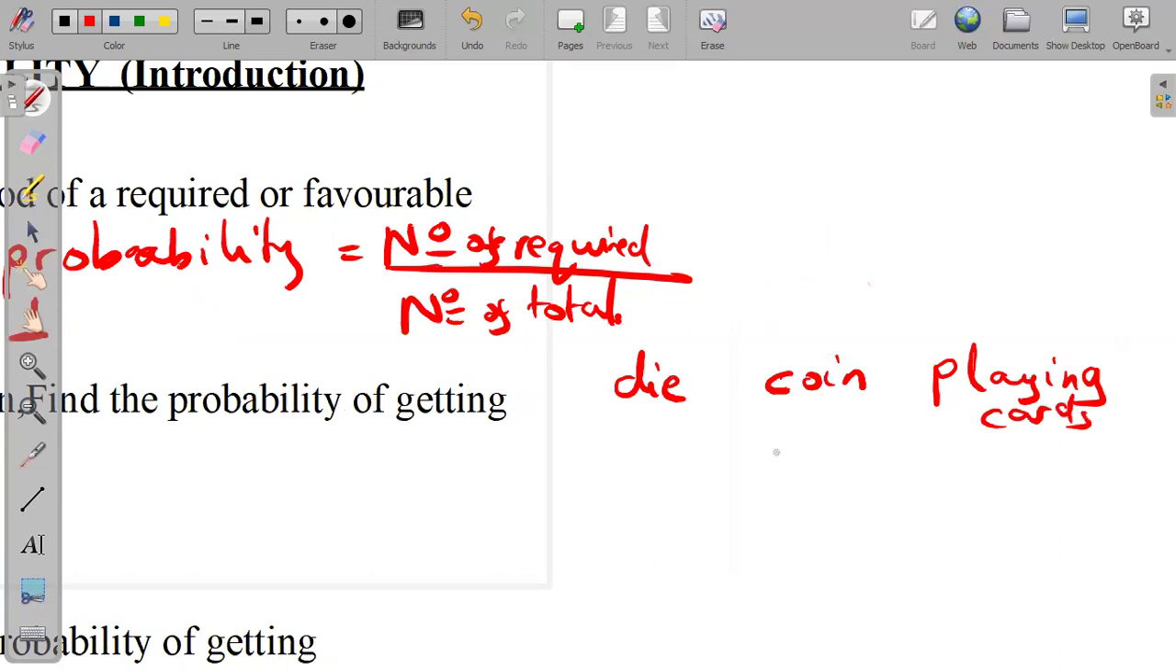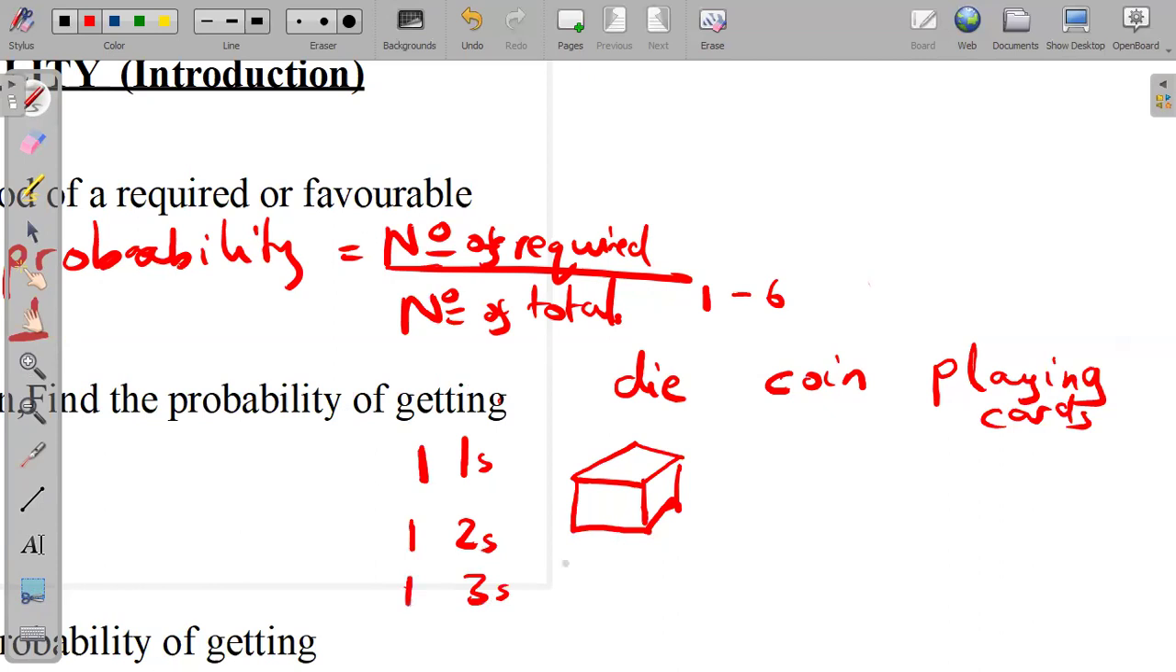Let me first explain quickly a die. It's a cube with 6 faces, each face having a digit from 1 up to 6. So how many ones do we have on a die? Only one. How many 2s? Only one. How many 3s? Obviously, we have one again. Each number appears once on a die.